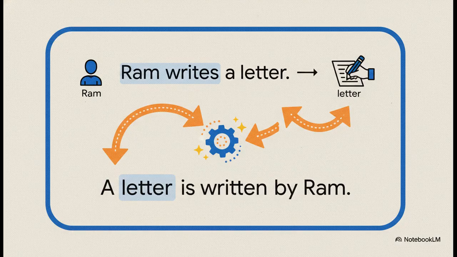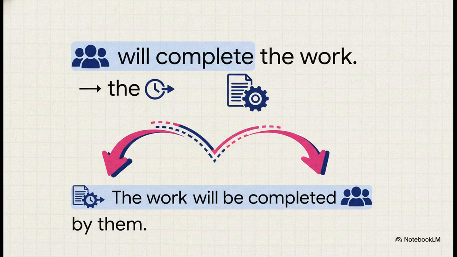Let's see it in action, because it makes way more sense that way. In the active sentence, Ram writes a letter, Ram's the subject, and a letter is the object. So, following our steps, a letter becomes the new subject, the verb writes becomes is written, and our original subject, Ram, moves to the end with by Ram. See? Simple as that. And just to prove this works across different tenses, let's try another one. How about they will complete the work? Same deal. The object, the work, slides to the front. Will complete changes to will be completed. And they becomes by them. The logic is exactly the same, no matter the tense.